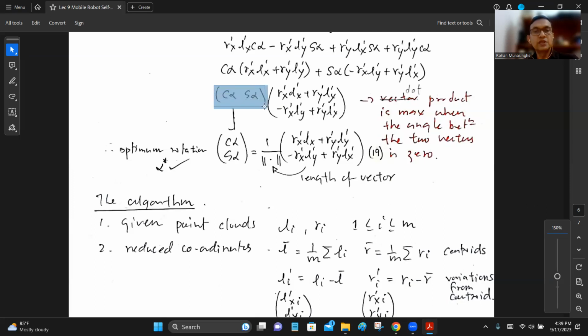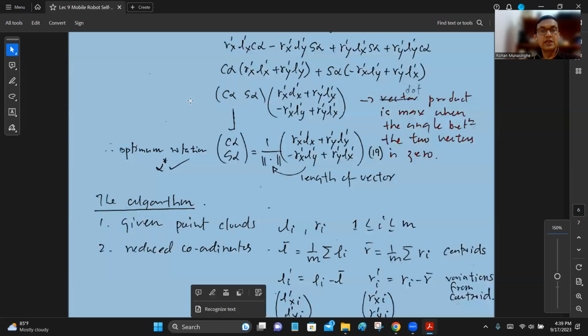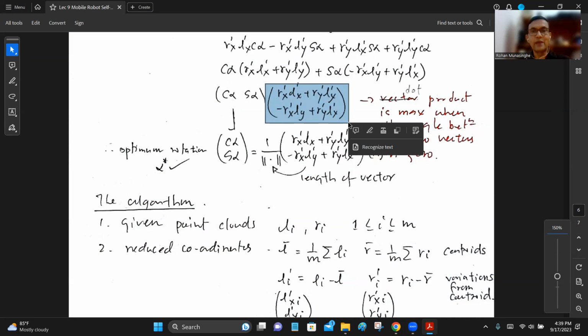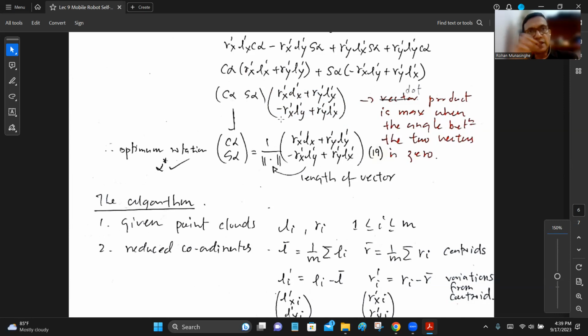So what is the first term here? It is the rotation, cos alpha, sin alpha. You can think of this as a vector, multiplied by this one. This is the x coordinate of the reference times the x coordinate of the landmark plus the y coordinate of the reference times the y coordinate of the landmark. The first term over here. And the second term right below that: minus the x coordinate of the reference times the y coordinate of the landmark plus the y coordinate of the reference times the x coordinate of the landmark. So this is entirely the reference and landmark coordinates.